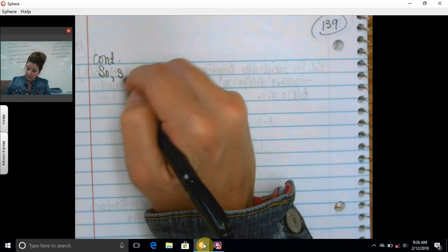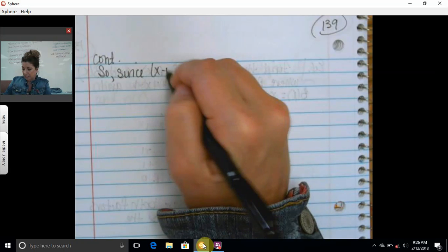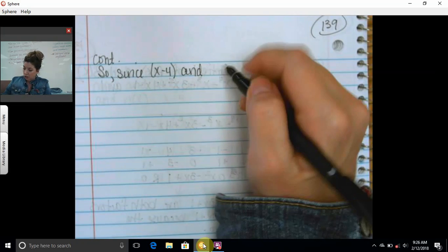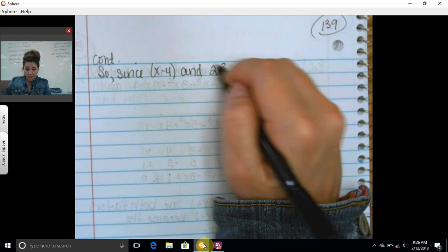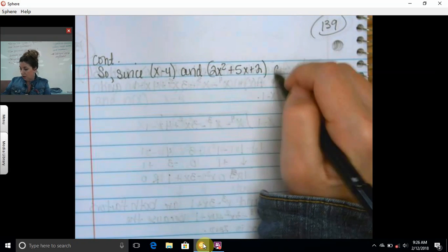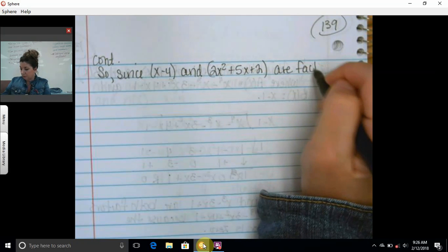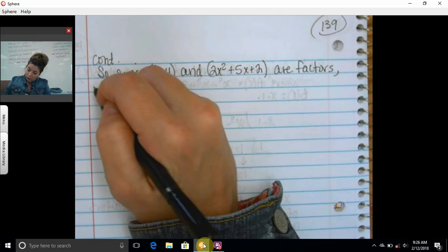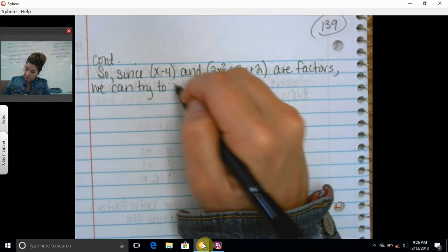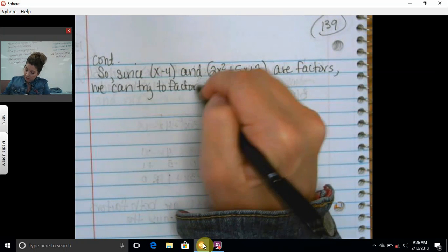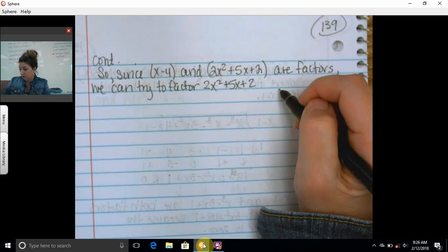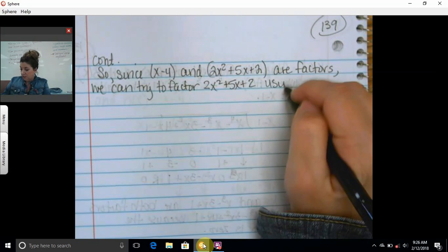So, since x minus 4 and 2x squared plus 5x plus 2 are factors, we can try to factor 2x squared plus 5x plus 2 using divide and slide.